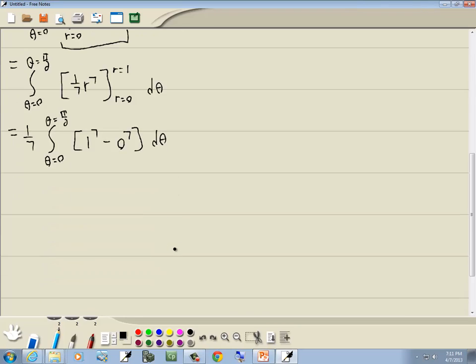Well, 0 to the 7th drops away. 1 to the 7th is 1. So this becomes 1/7 integral from theta is equal to 0 to theta is equal to pi over 2 of d theta. Well, like I said, there's an invisible 1 in here. So this is going to become 1. The integral of 1 is 1 theta or theta. From theta is equal to 0 to theta is equal to pi over 2.